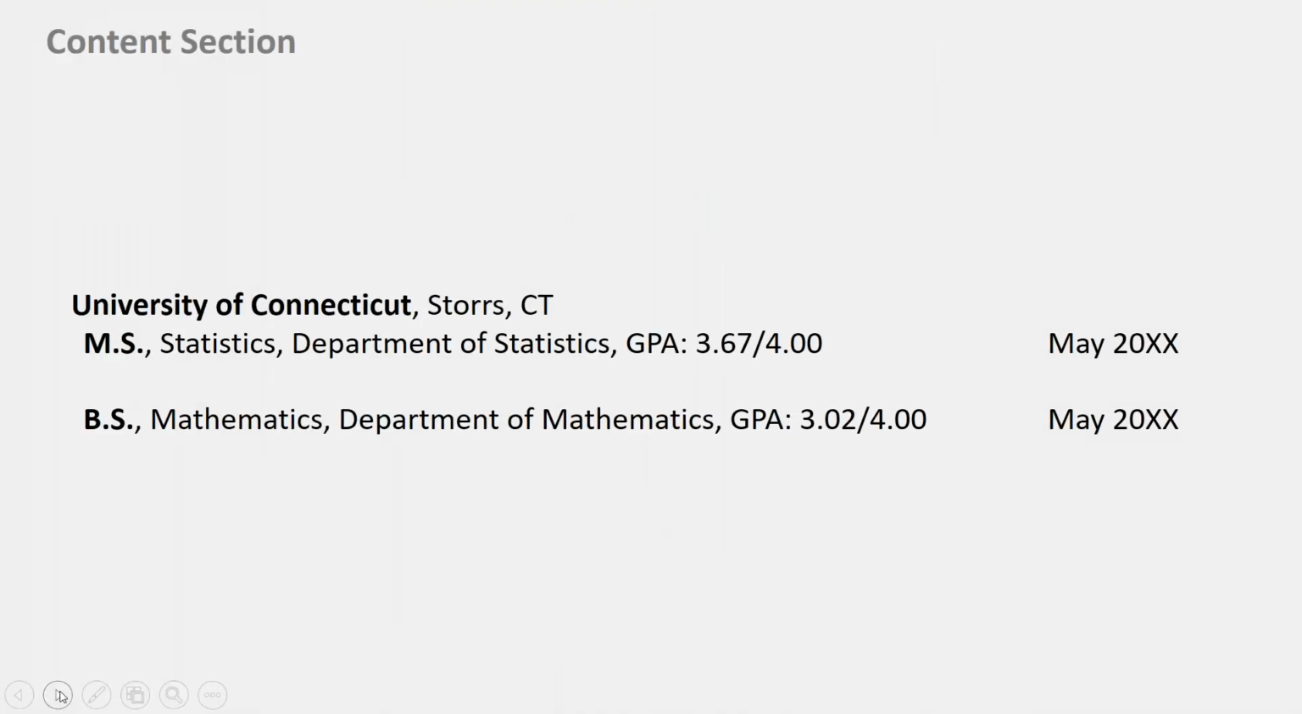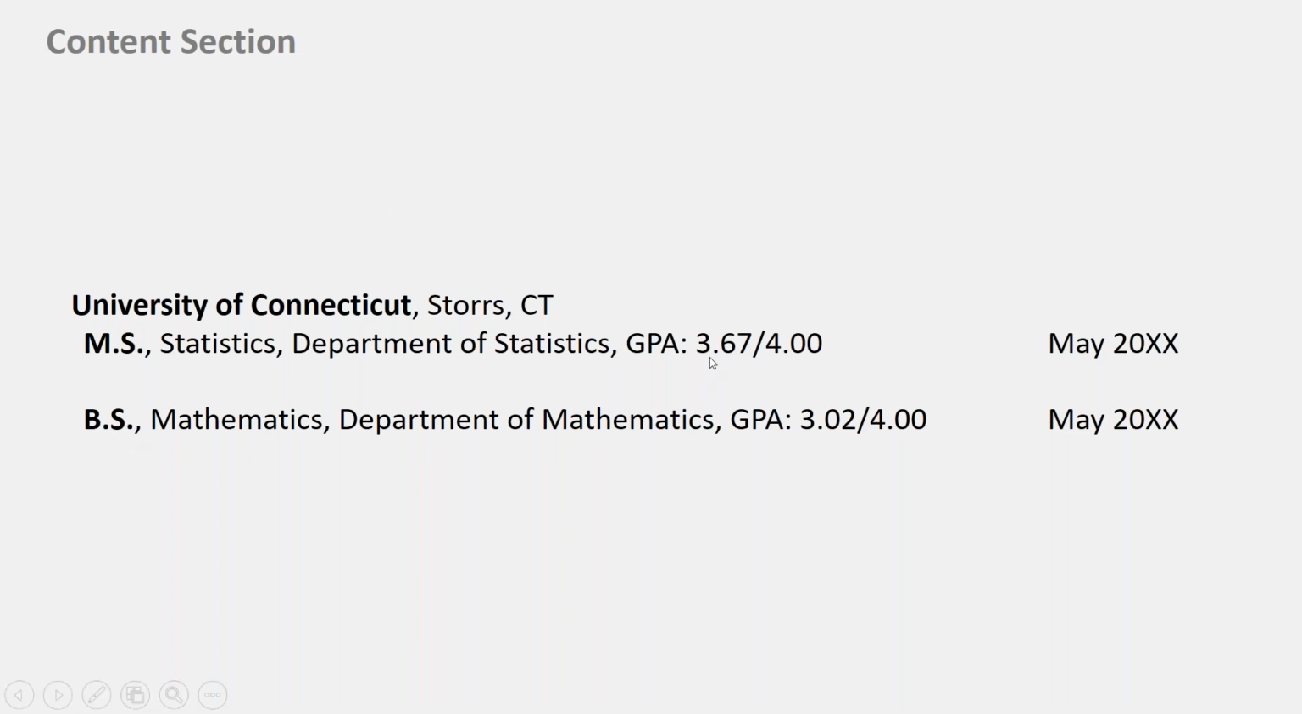In this next example, you can see that the individual started with the name of the university, followed by 2 degrees that they received at that same university. This is an effective way when you have more than 1 degree from the same university to limit having to write the university's name multiple times and the address, the city and state of the university.